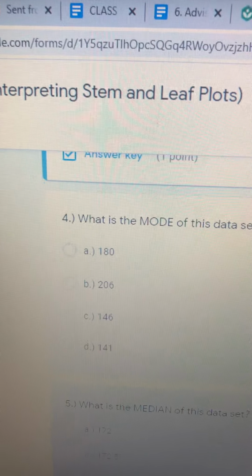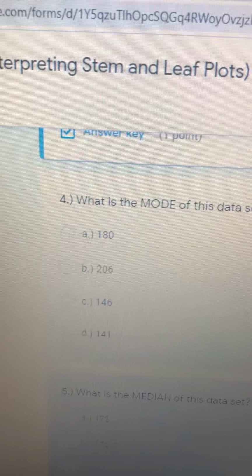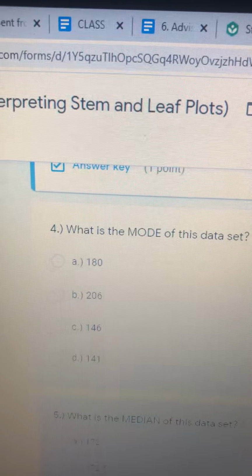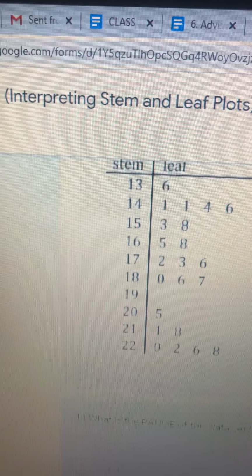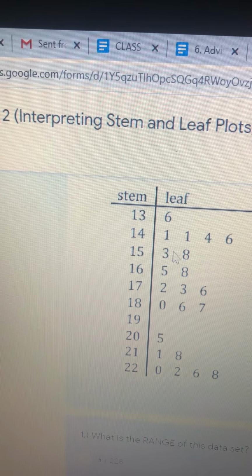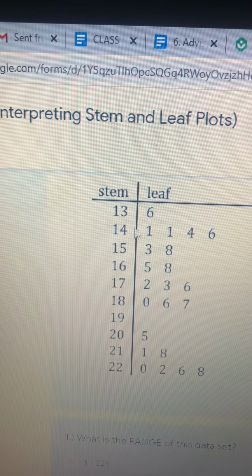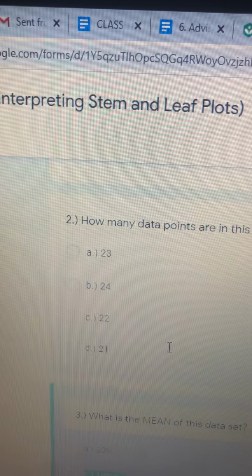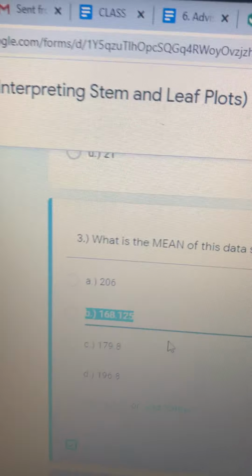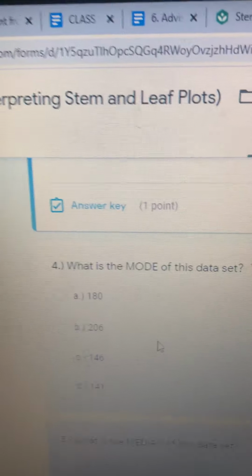Okay? Number 4, it simply says, what is the mode? Remember, mode means the most. What data set occurs the most often, right? What number do we see the most? And so if we just went back up to look at that stem and leaf plot here, we could clearly see that the one that occurs the most is 141. 141 occurs the most because there's 2 of those. Okay, remember the mode can be bimodal, trimodal, or no mode at all, right? But in this case, it is 141, and that looks like that is letter D.